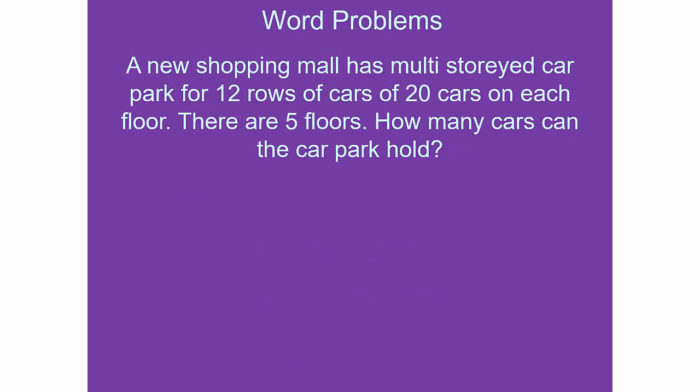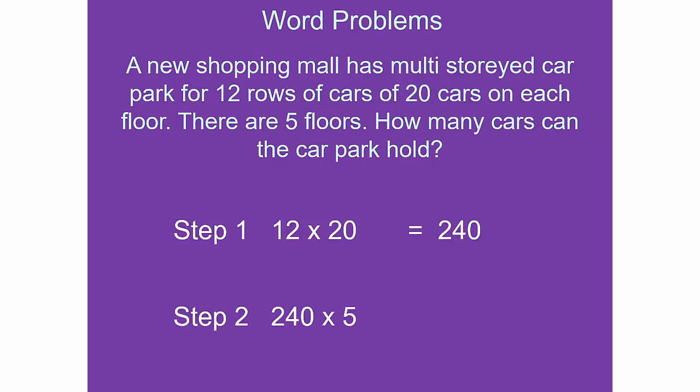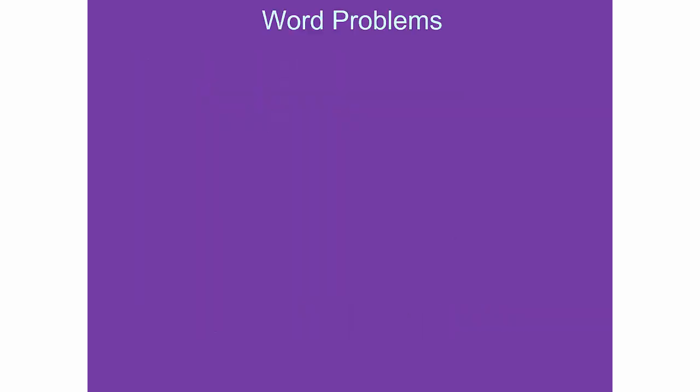A shopping mall has a multi-storey car park with 12 rows of cars and 20 cars on each floor. 5 floors. How many cars can the car park hold? Imagine going to buy something and you're going to spend all of your parents' money. How fast do you think you want them to park the car? Step 1, 12 into 20 is going to give you 240. What do you think is going to be step 2? Correct, 240 into 5. Even I don't know that. Someone help me.